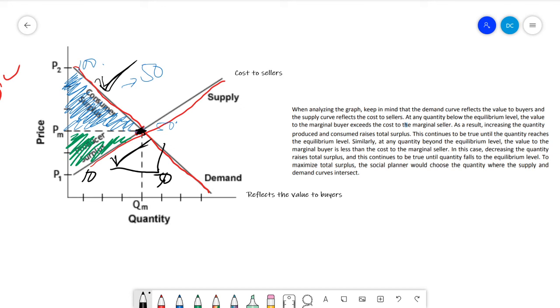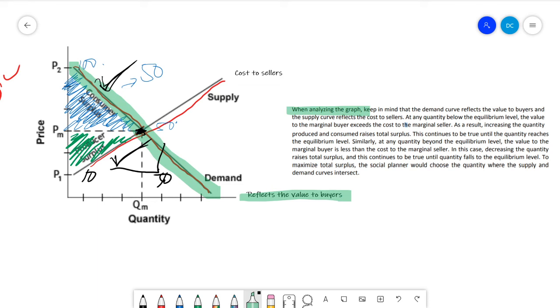So we have to remember, I have here a note, kung nakikita nyo siya. When analyzing the graph, sabi ko dito, eto, ba't ko binura? Okay. Ito natin. Highlight dapat yun. When analyzing the graph, keep in mind that the demand curve reflects the value to buyers. Ito yon, the demand curve. This will tell the value to buyers.